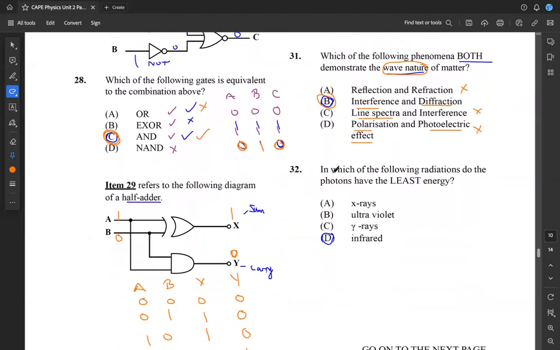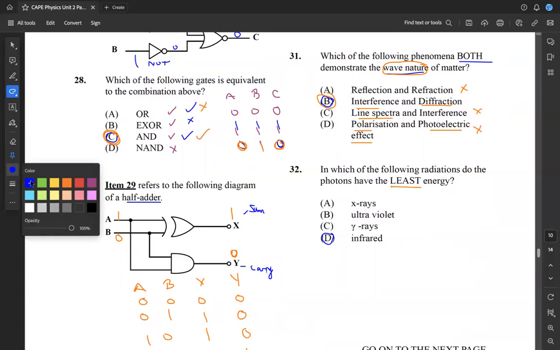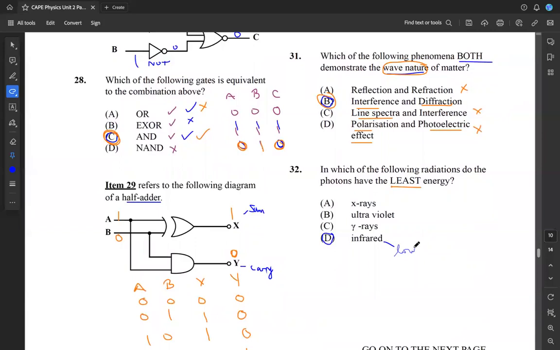So moving down now, in which of the following radiations do photons have the least energy? Right? So this is pulling on our knowledge of the electromagnetic spectrum, right? And so X-rays, we know are high energy. We know UV are fairly high too, and gamma rays are, of course, the highest. So the least among these would be infrared, because infrared is way down to the left in terms of frequency, a very low frequency, right? So infrared, they have low frequency. So of course, they're gonna have low energy, right?